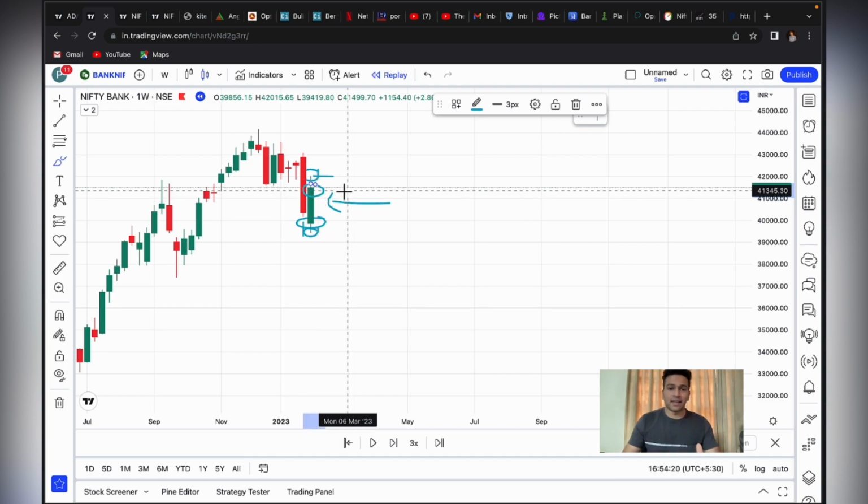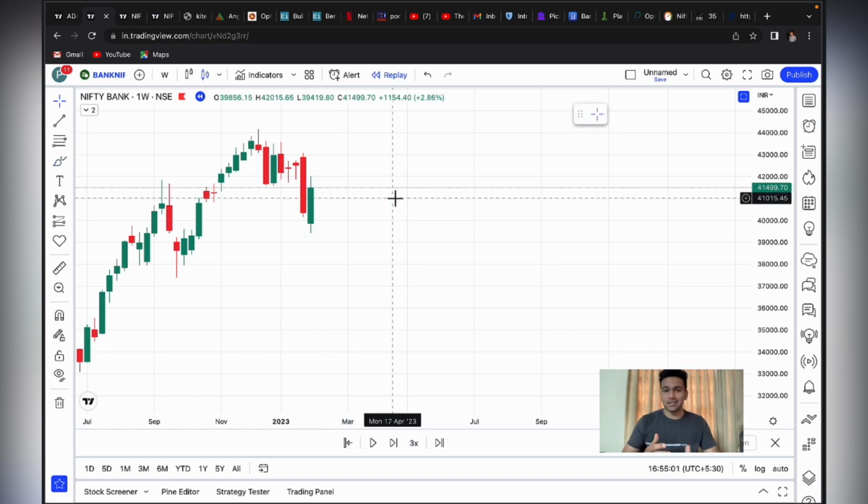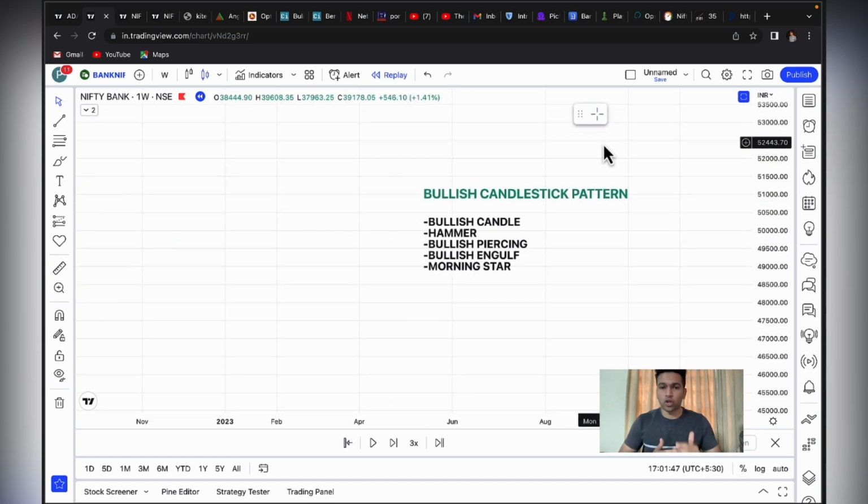So I hope you guys are getting it. I hope it's pretty simple. So this represents a day where buyers were kind of in control because we opened lower and we closed higher. This represents a bullish candle and shows the power of bulls. So first we'll be talking about bullish candlestick patterns.